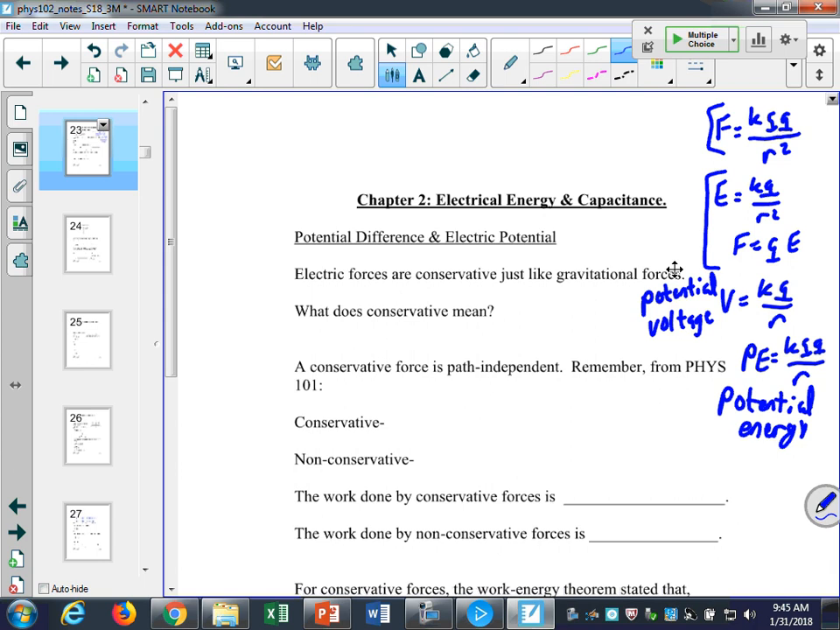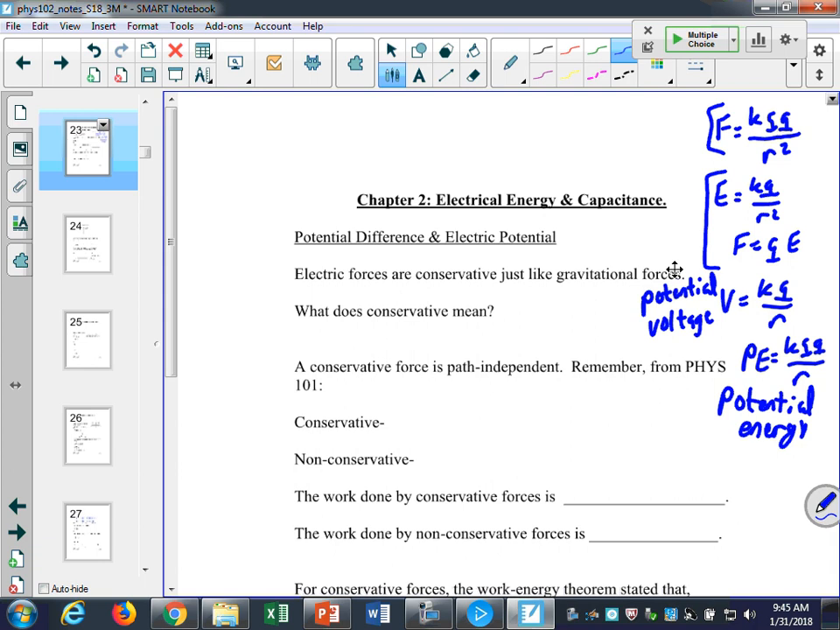Okay, so electric forces are conservative, just like gravitational forces. We saw conservative forces last time. What types of, not last time, last semester. What types of forces are conservative forces? Forces that don't require what? Contact, right. So contact forces are not conservative. Forces that are field forces are conservative.